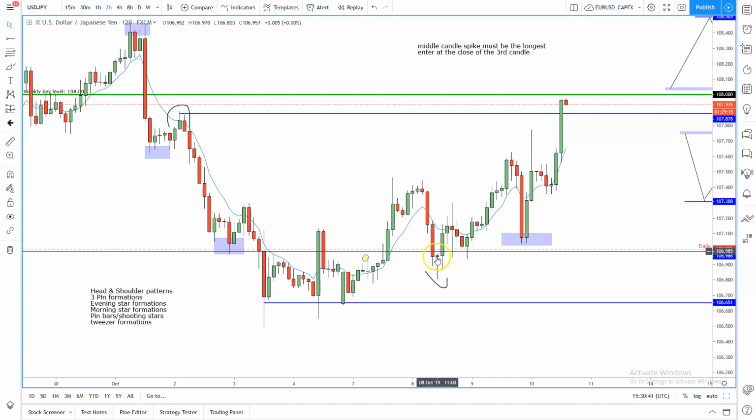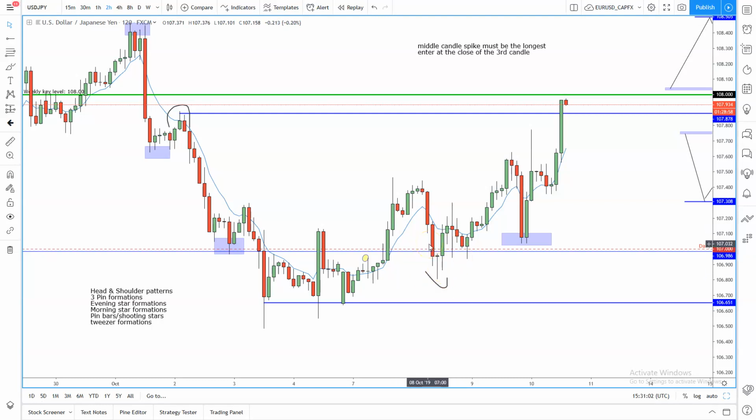You can see prices dropped all the way and then pulled back up, clearing out any orders below this level here. And then look at the third candle, a big green momentum candle. The third candle is the one that initiates the direction of the trend. So this is a nice example of a morning star candlestick formation.